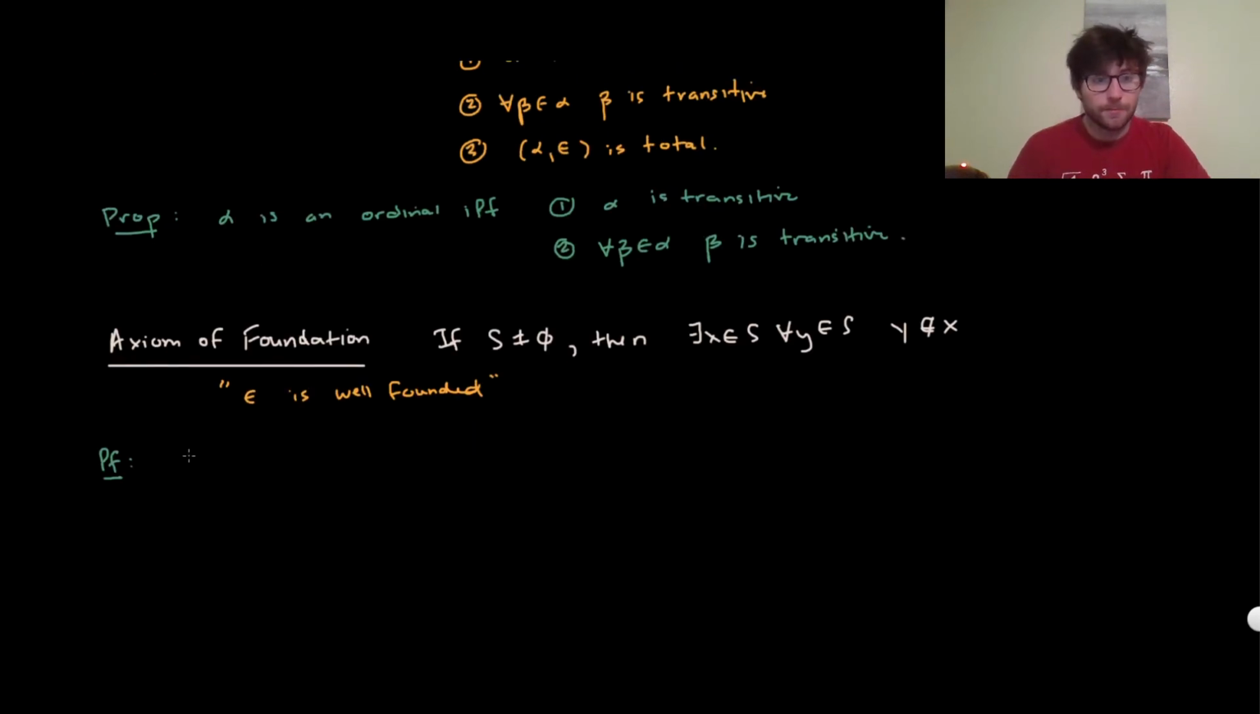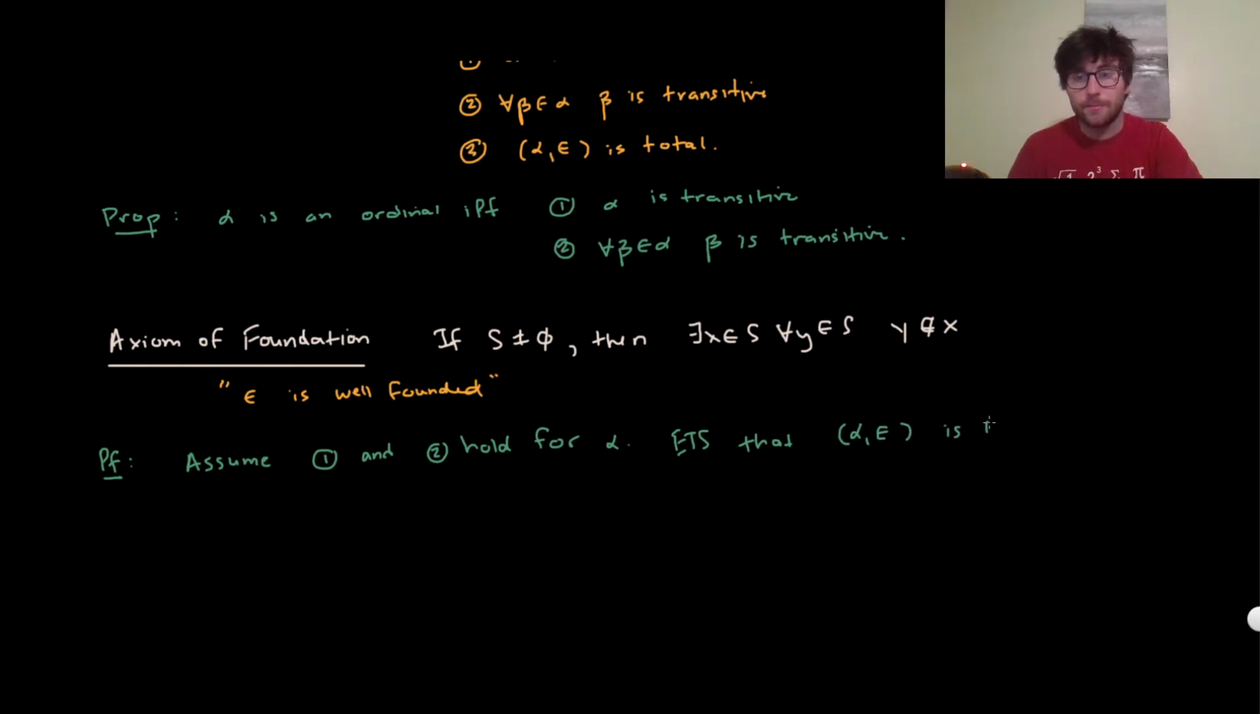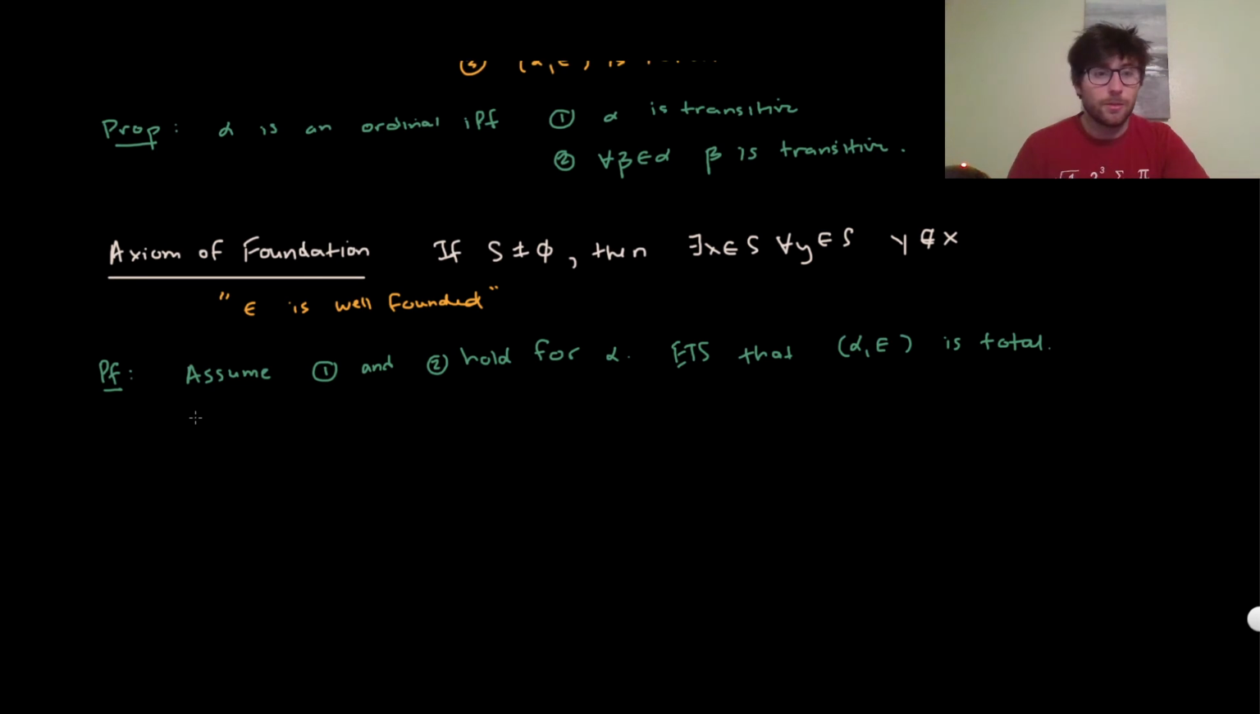So assume that 1 and 2 hold for alpha. And what do we need to prove? It's enough to show that this relation is total. One way to do this is to proceed by contradiction. So assume otherwise.